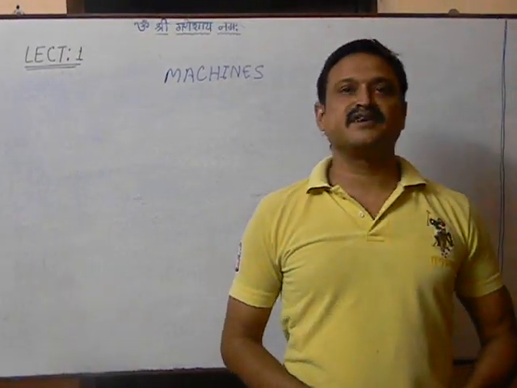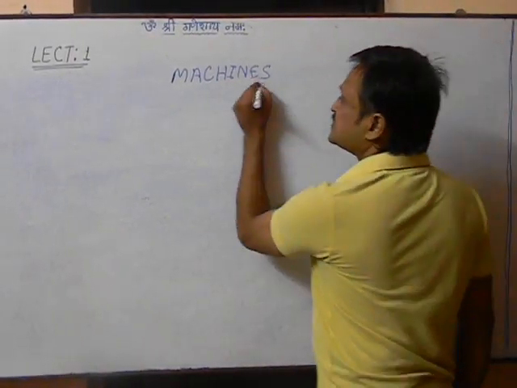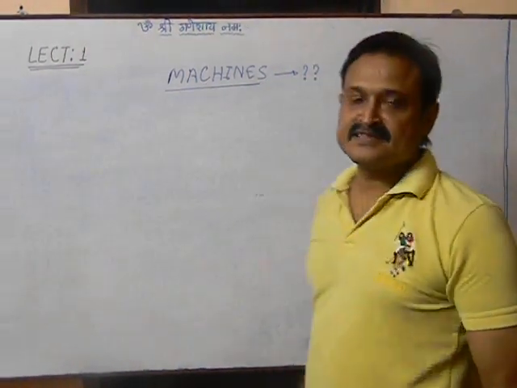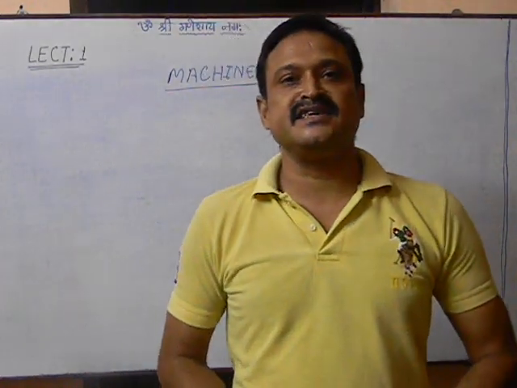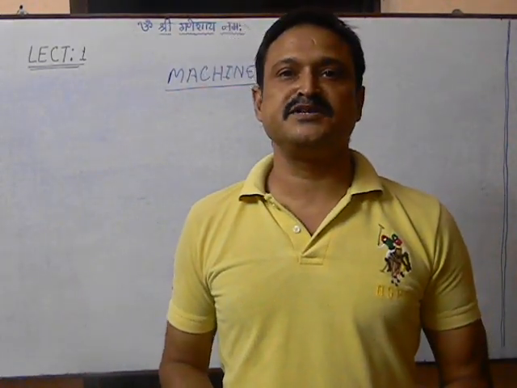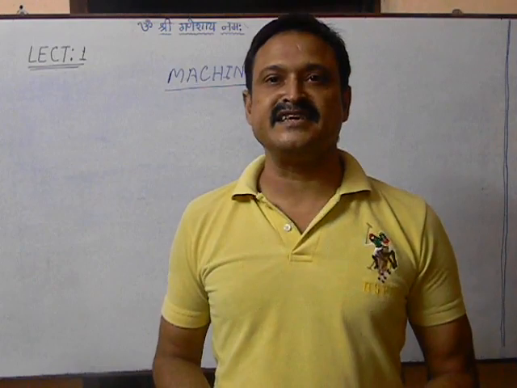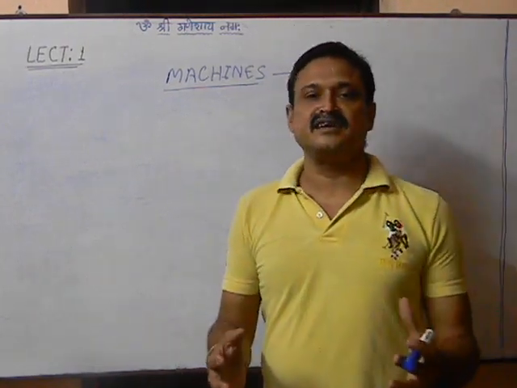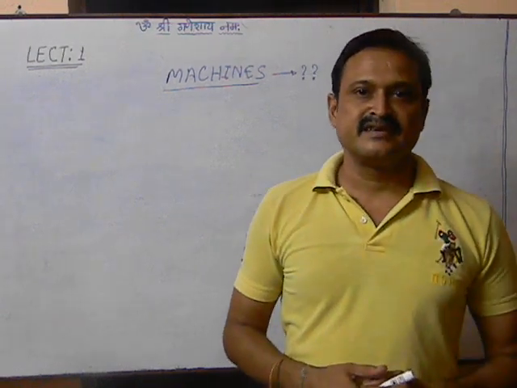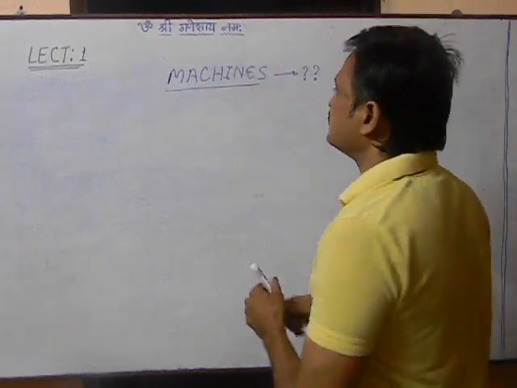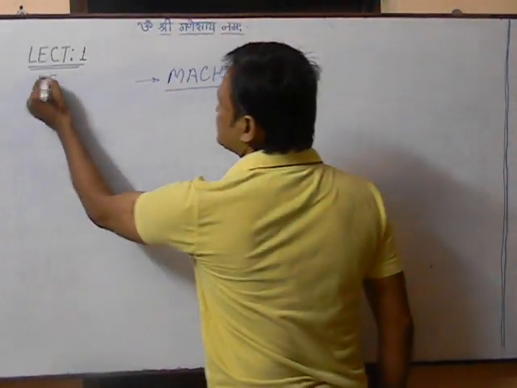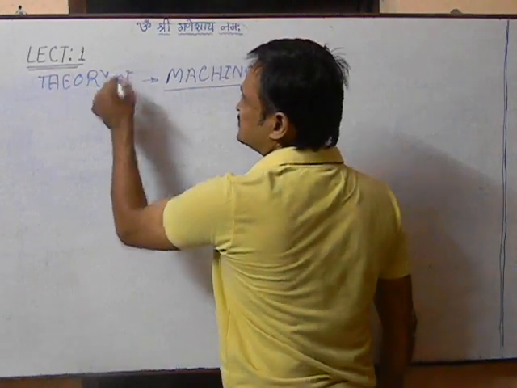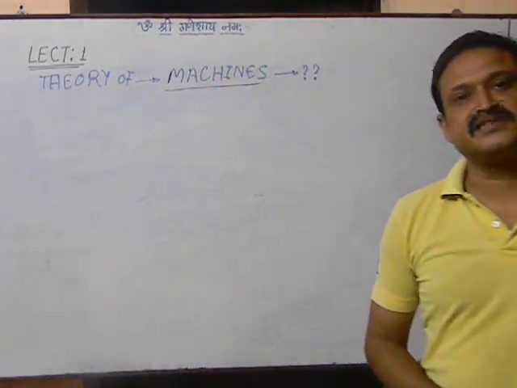Machines. We have heard about this term called machines. Now my question will be, what is a machine? The simple answer is, a machine is a device which reduces human efforts. Now as engineers, we are creating all those machines for mankind to reduce the human effort. The area of study of these machines, we are calling the theory of machines.